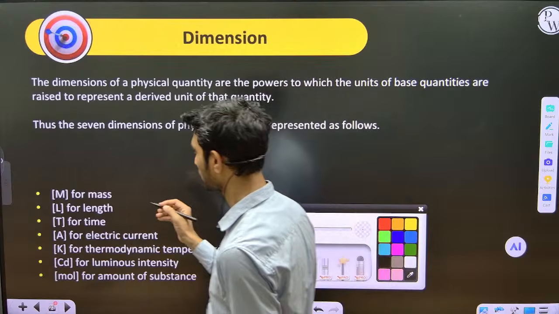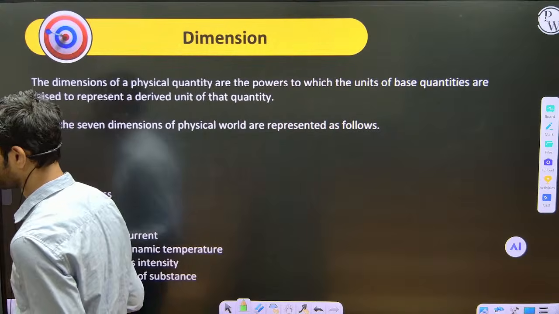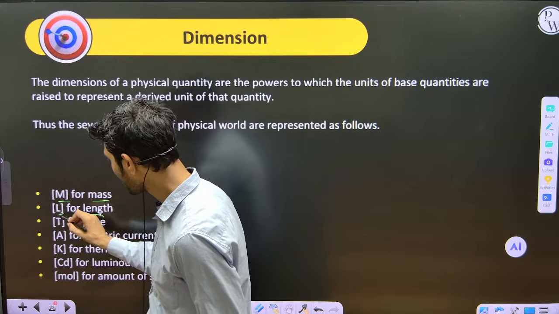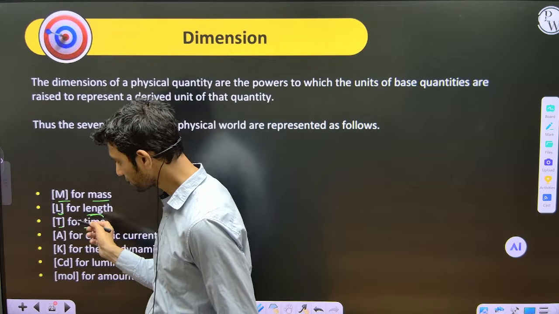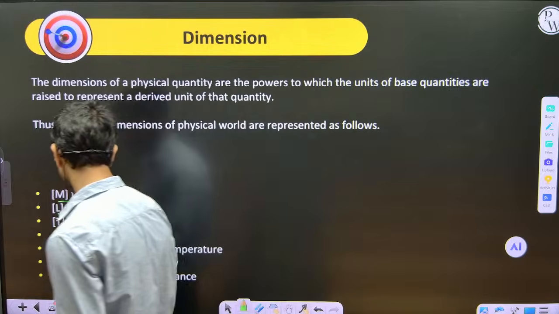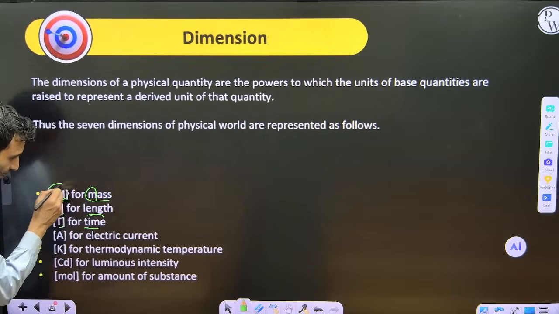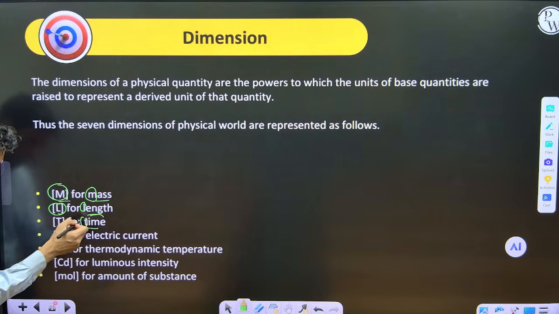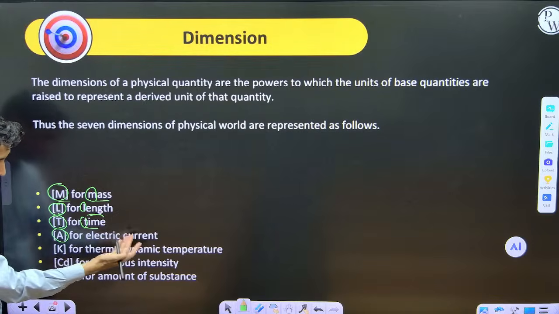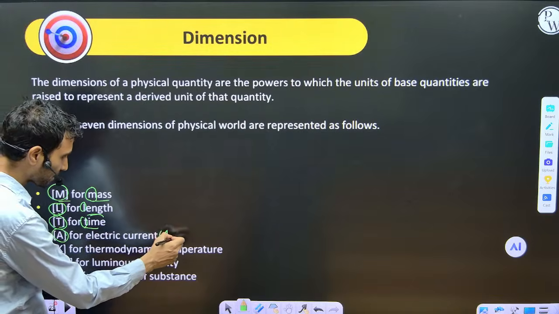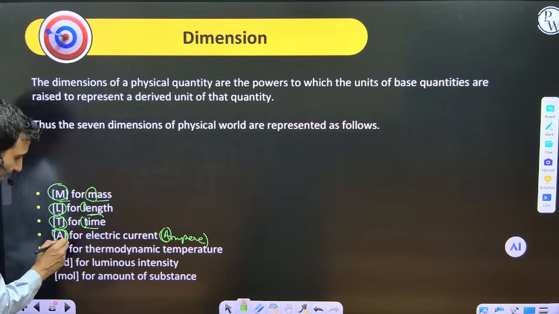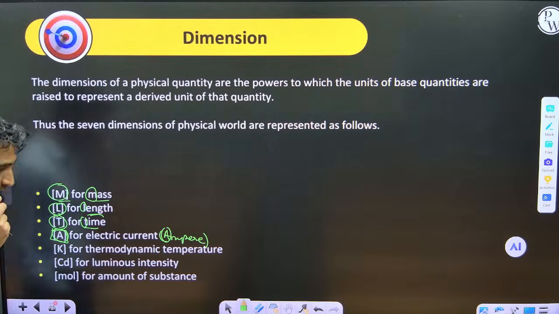Like for mass, what is the dimension used? It is M, right? For length it is L. For time it is T. So it is quite evident. You see the very first letter, this mass M reflects here, no? L reflects here as L. Then T reflects here for time. Then A reflects here. You might see that there is nothing, but there is something called ampere, the unit of current, right? And its A reflects as the dimension.